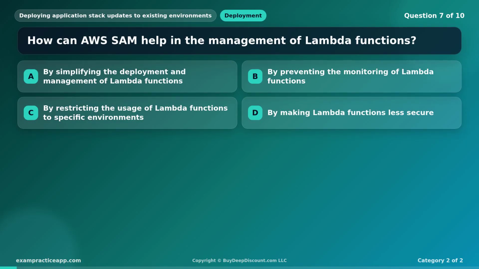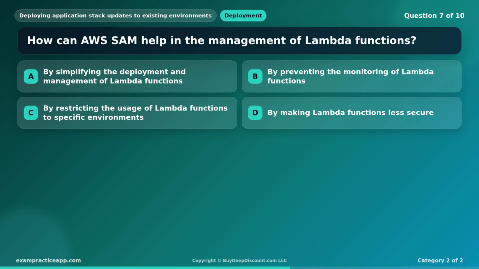Question 7. How can AWS SAM help in the management of Lambda functions? Option A. By simplifying the deployment and management of Lambda functions. Option B. By preventing the monitoring of Lambda functions. Option C. By restricting the usage of Lambda functions to specific environments. Option D. By making Lambda functions less secure.